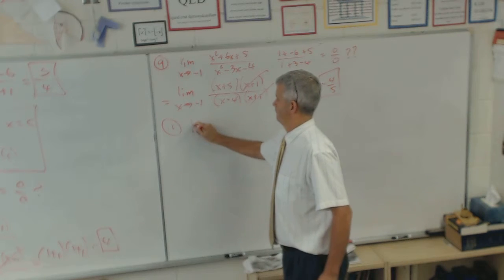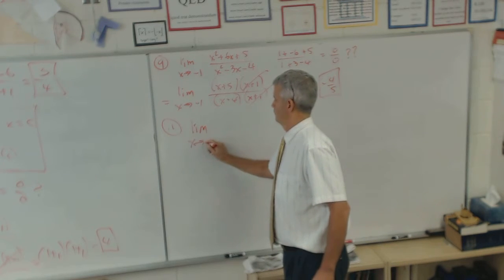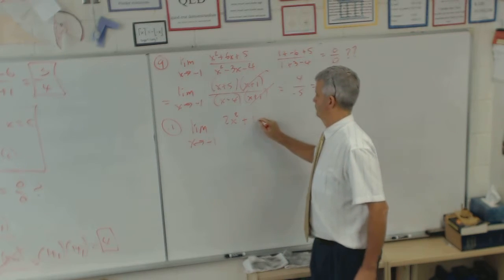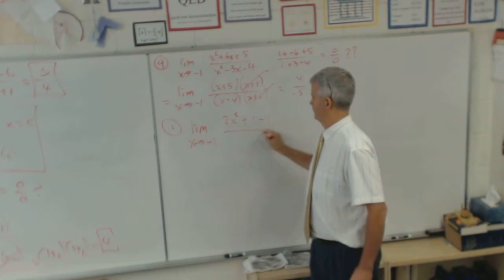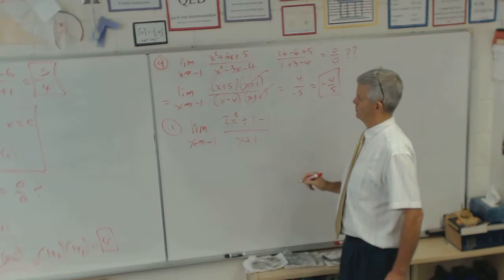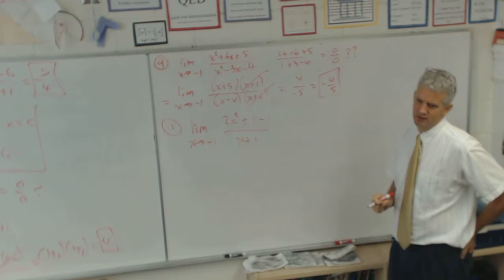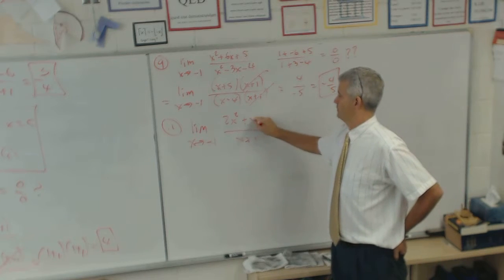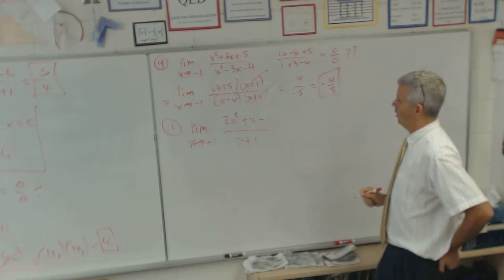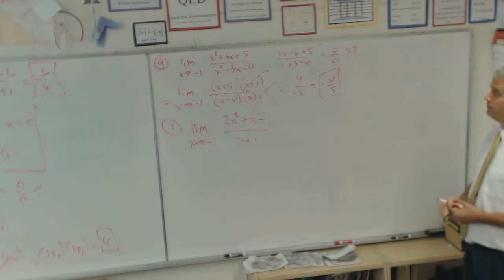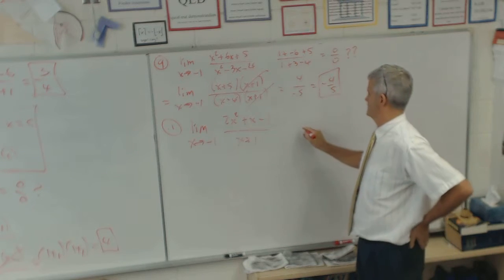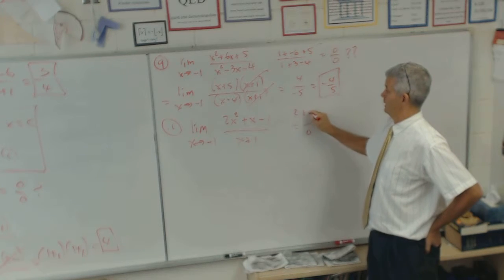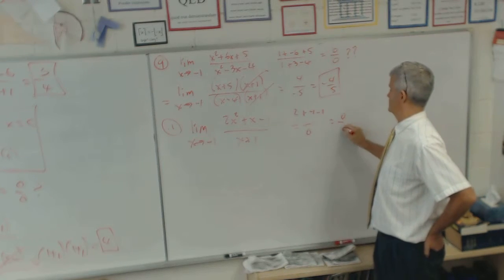Number 11. The limit as x approaches negative 1 of 2x squared plus x minus 1, all divided by x plus 1. We plug in negative 1, and on the bottom we get 0. And on the top we get 2 plus negative 1 minus 1. So we're getting 0 over 0.